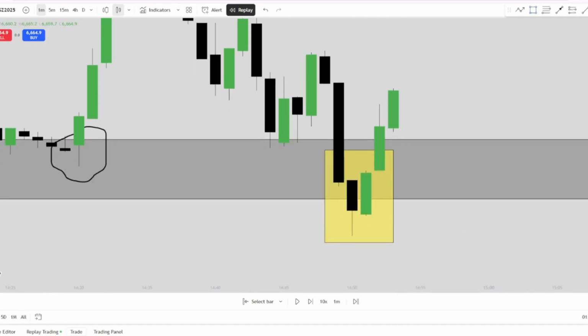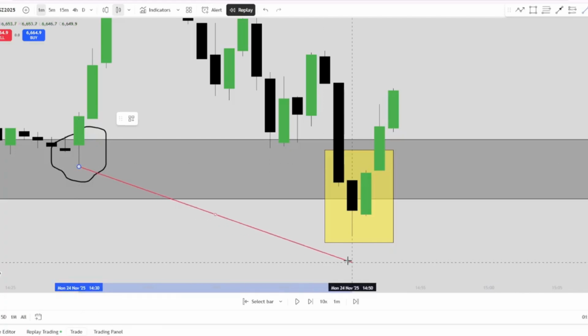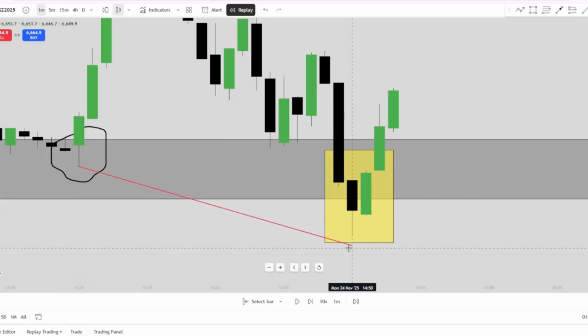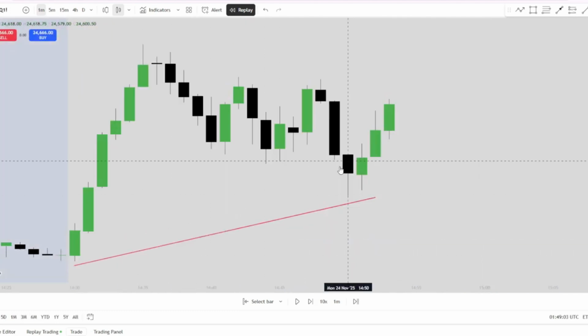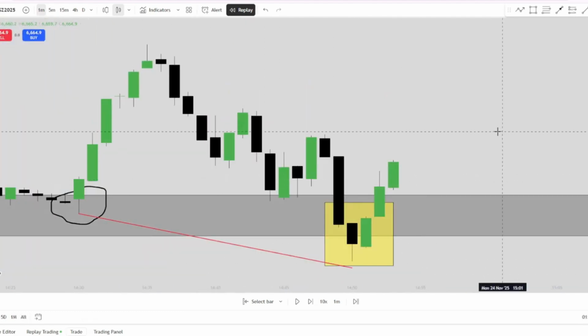Now, if you are an ICT trader, once again, there was an SMT here between ES and NQ. ES took out the lows from market open, whereas NQ failed to do that. So we see a divergence over here.